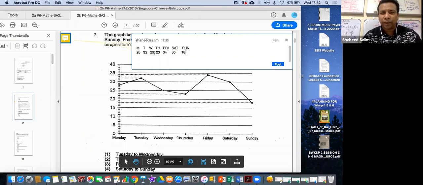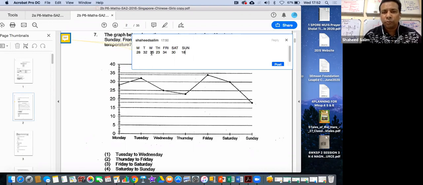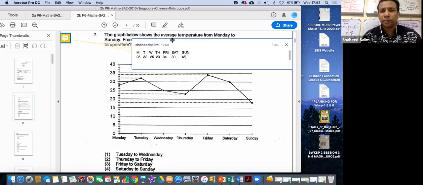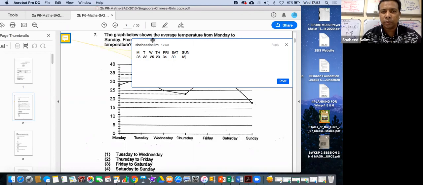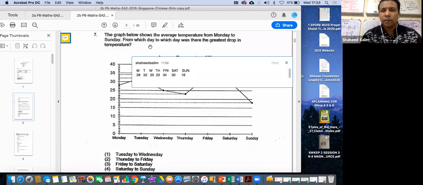So all you need to do is you try Tuesday to Wednesday. Wednesday is how many? 25. Tuesday is 32. You cannot minus, right? So there is no drop in temperature. You see, the question is asking you down here. If you look at it, what does it say? Hold on. The question is saying, from which day to which day was the greatest drop in temperature?